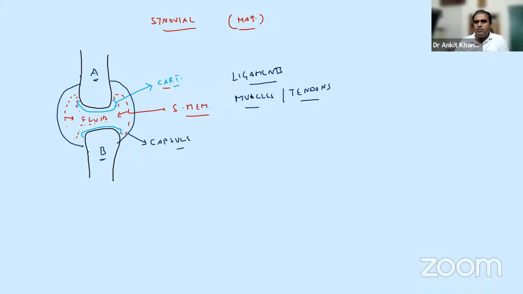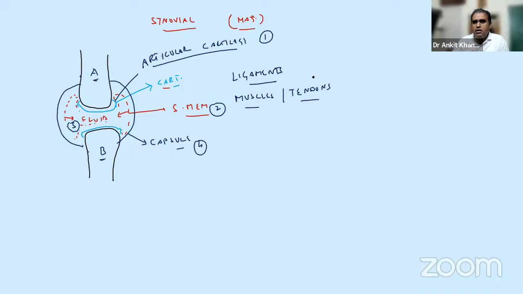But a basic anatomy of a synovial joint will be this: articulating, this is known as articular cartilage over here. Which cartilage is it? It is again hyaline cartilage. That is one characteristic feature. Second is synovial membrane. Third is this fluid which is secreted by the membrane.